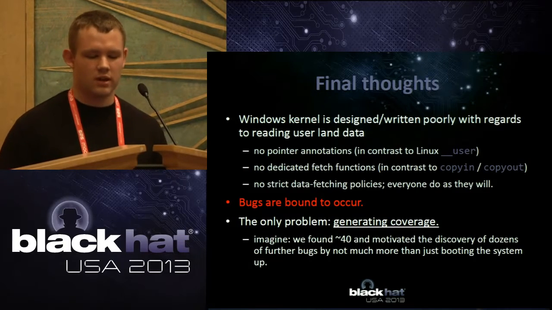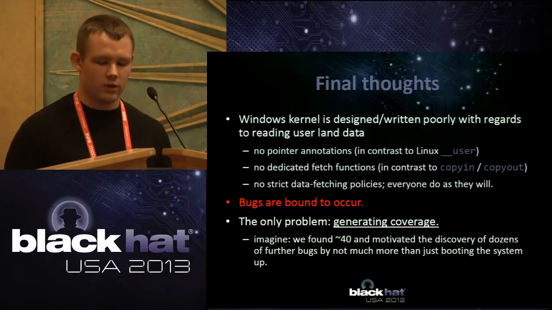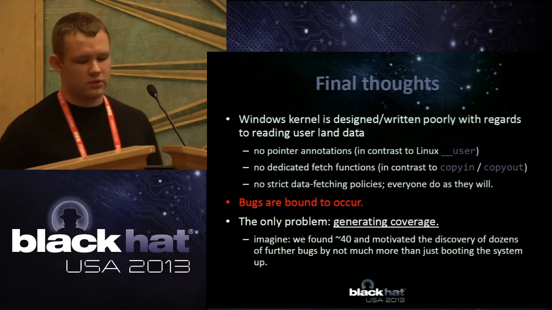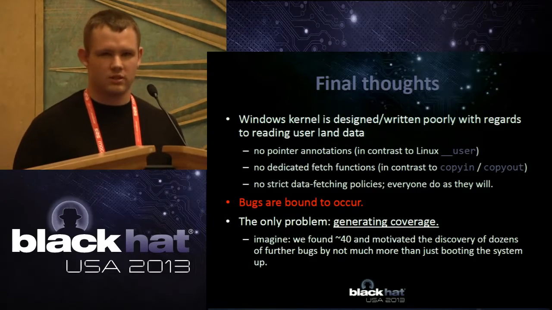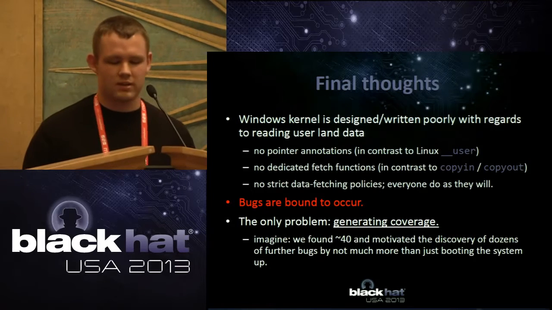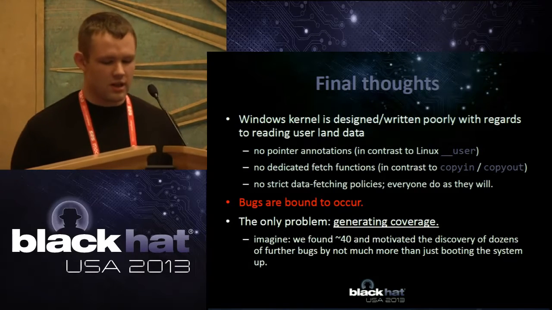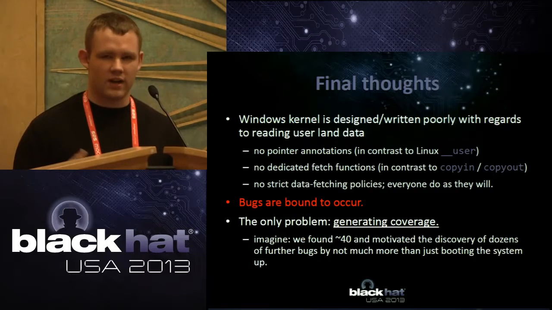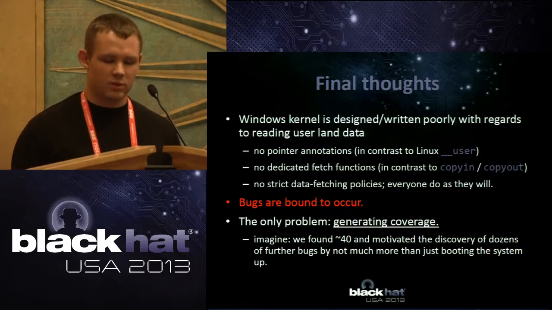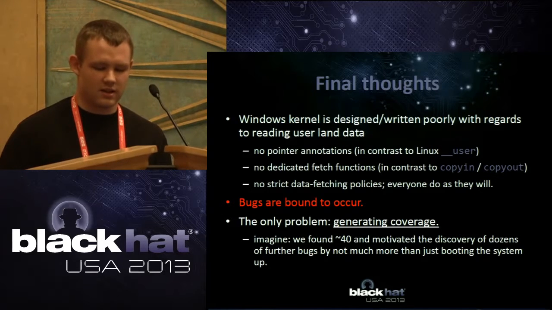Whereas Linux has a user mode annotation for pointers. You don't have dedicated fetch functions that you could use to get data from user mode, so instead you just use the pointer in whatever way you want directly. And there are also no strict data fetching policies, so everyone will just do as they will, which means bugs. We think that bugs are bound to occur in this configuration and this lack of countermeasures. And the only problem we have with finding bugs with Bochspwn is that we have problems generating coverage because this is a dynamic approach.